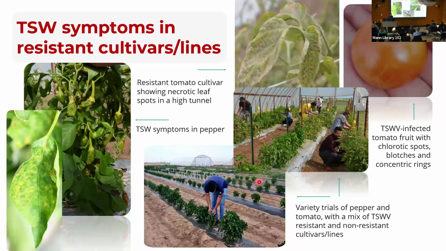So this is resistance breaking in action. You can see the field images where you can see characteristic tomato spotted wilt virus symptoms in resistant cultivars. And what should be resistant basically is no longer holding, and that's a big problem.